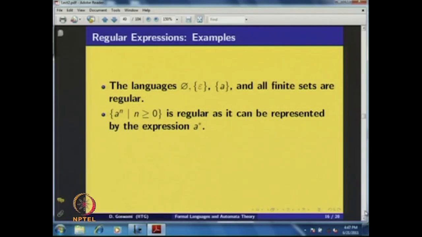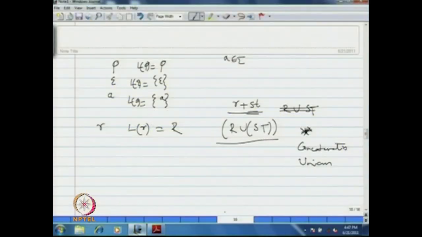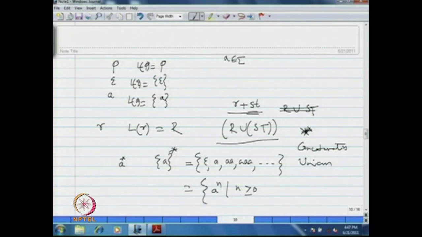Consider a^n for n greater than or equal to 0. So, this set is regular as it can be written by the regular expression a star, because a star basically represents applying Kleene closure to the language {a}. If we apply this Kleene closure to the language containing singleton a, then we get epsilon, a, aa, aaa and so on. So, this is nothing but a^n, n greater than or equal to 0. When n equals 0, we get epsilon. When n equals 1, we get a. When n equals 2, we get aa and so on. Therefore, a^n can be written by using a star, and hence this set is a regular set.